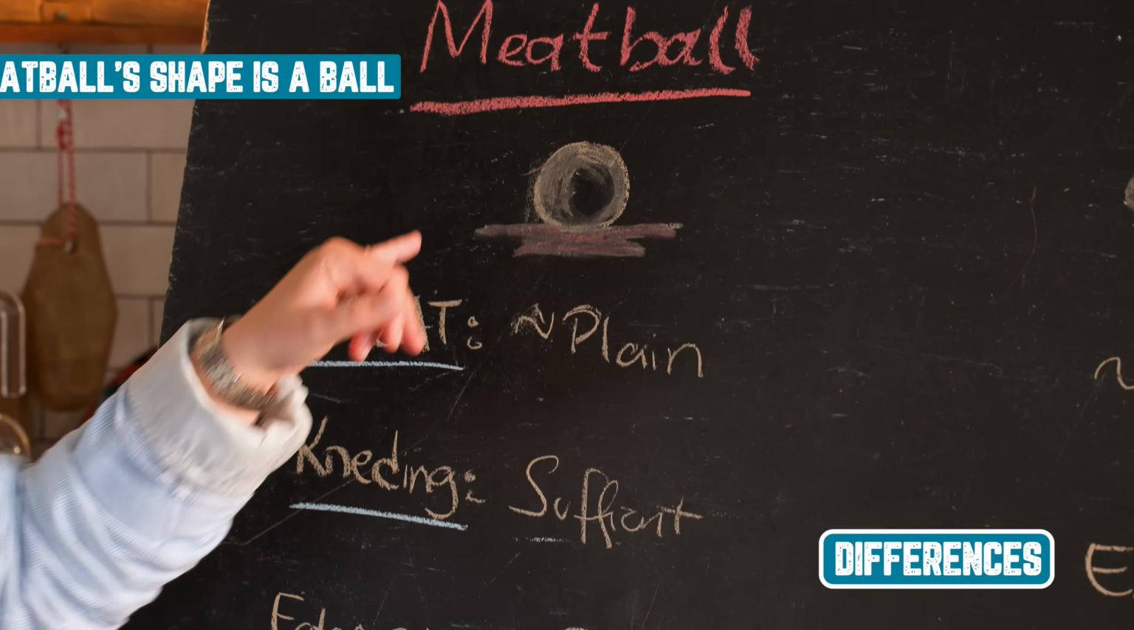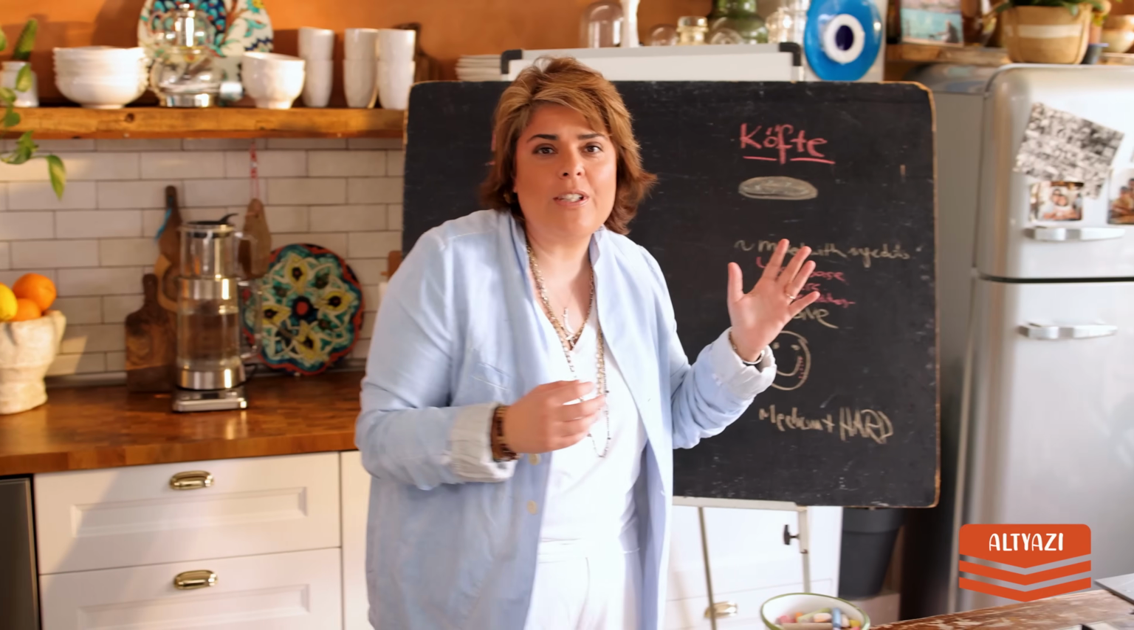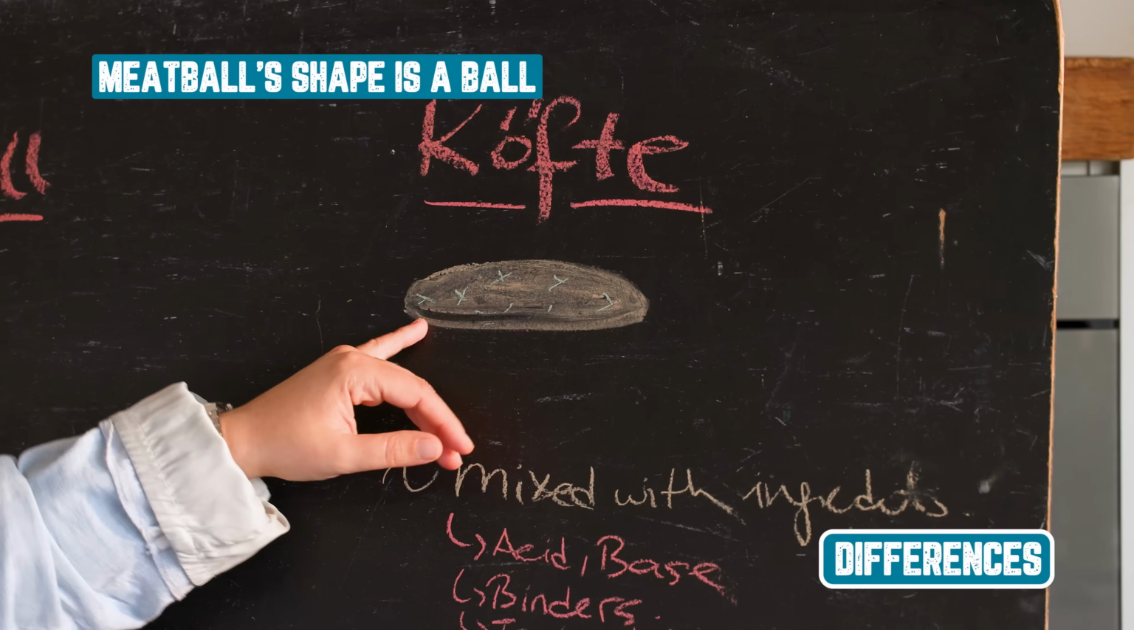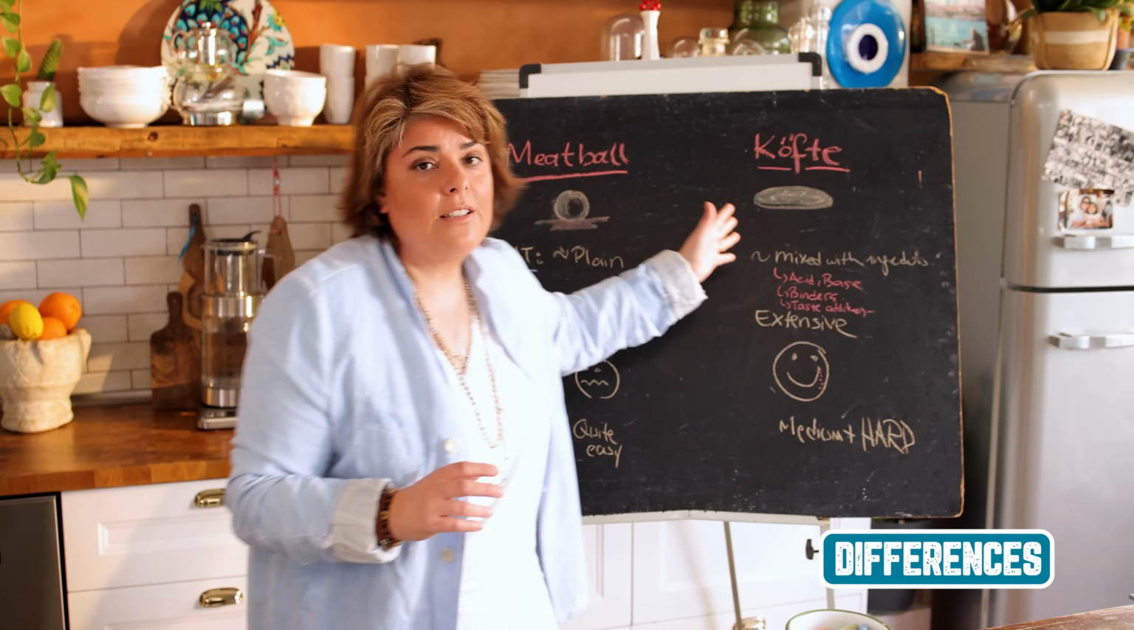I'm going to show you where you can just move to a great meatball and a great köfte recipe. When you look at the meatball, usually the shape is a ball. And when you look at köfte, it can come into various shapes, sometimes including a ball shape. But usually it's more elliptical and more pushed from the top. One is a ball, the other one is not.